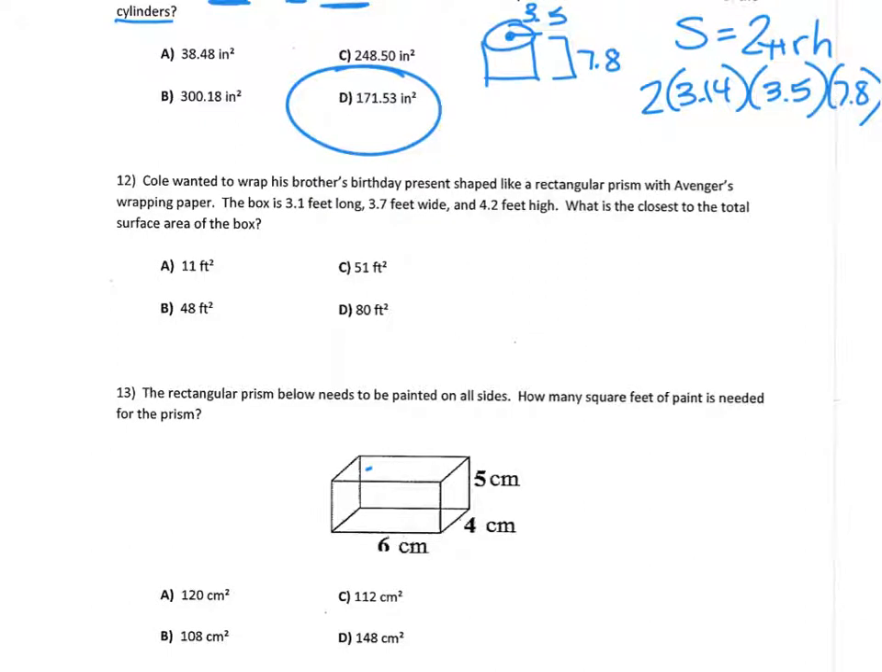Number 12. Cole wanted to wrap his brother's birthday present, shaped like a rectangular prism, with Avengers wrapping paper. The box is 3.1 feet long, 3.7 feet wide, and 4.2 feet high. What's the closest to the total surface area of the box?